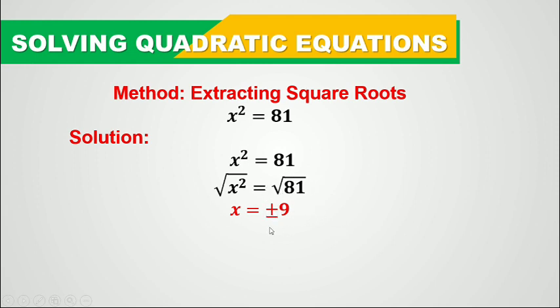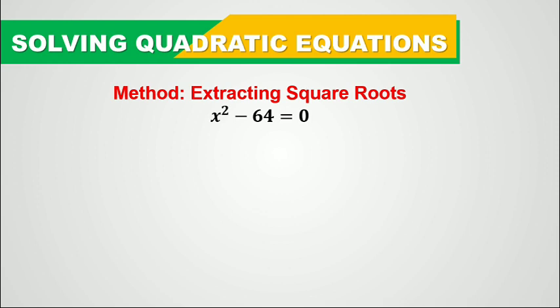So, again, you should always put positive and negative as the sign of the roots, because for a quadratic equation, the possible number of roots is two. So this is the answer. The roots of this quadratic equation are positive 9 and negative 9. Now what about this one?